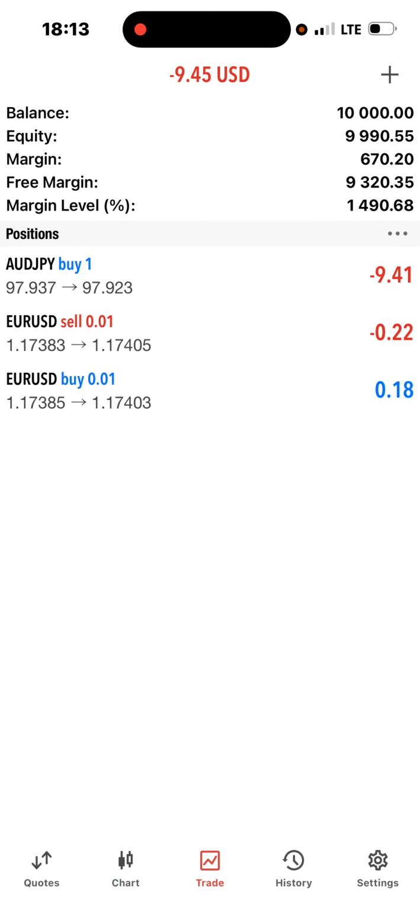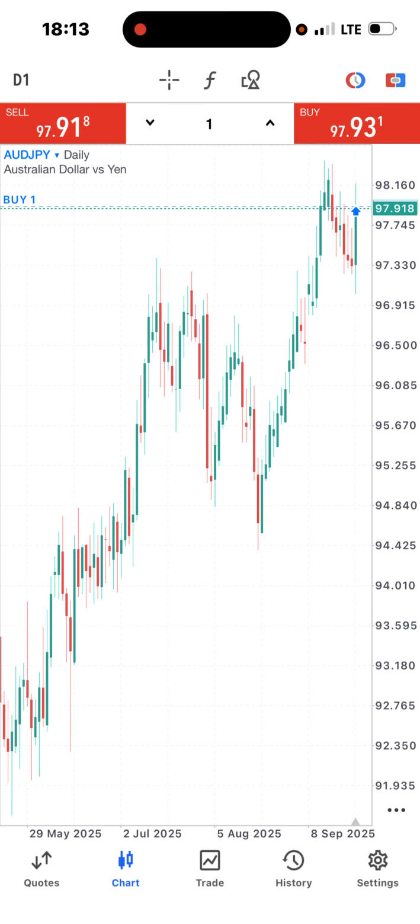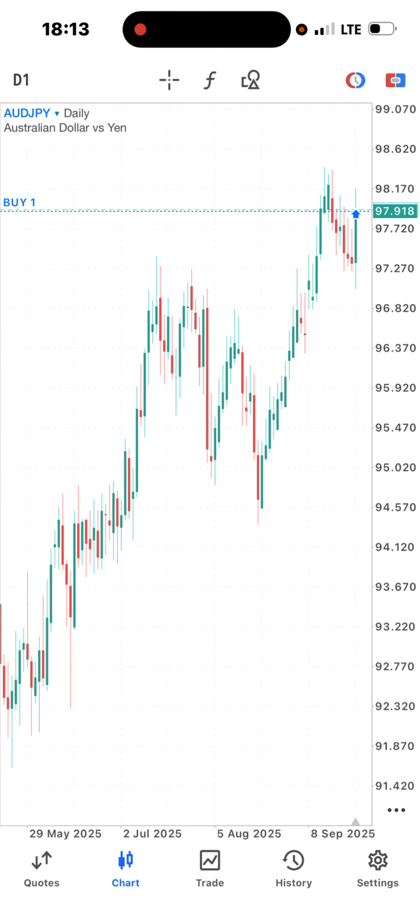Now another thing I want you to take note of is the fact that you need to always set your stop loss and your take profit on the market. Stop loss and take profit, we'll be discussing more about that tomorrow when we're talking about risk management and trading psychology. So this is just how to use the MetaTrader 5.